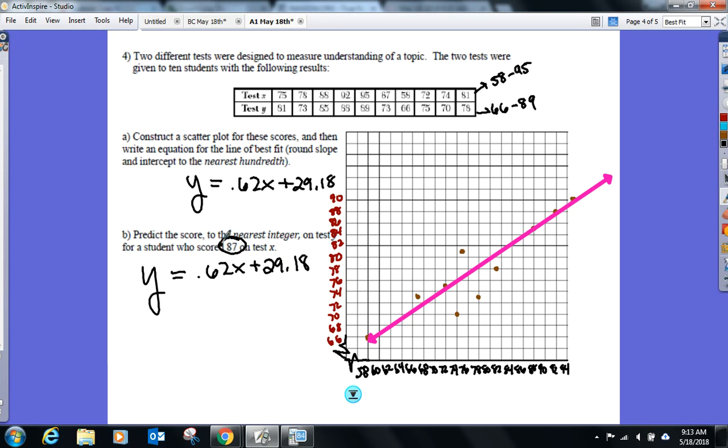Where do I want to plug this 87 in for? Test X, which is your X coordinate. So I'm going to say, what would be my score on Y? 0.62 times the score of 87 on X, plus 29.18. And I'm going to round that to the nearest integer. So you score an 87 on test X, you can expect what on test Y?